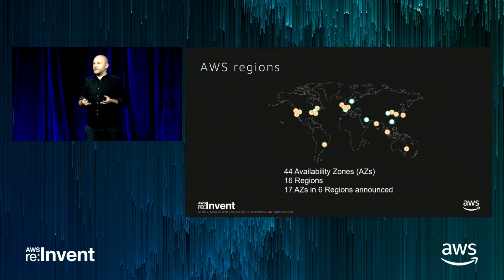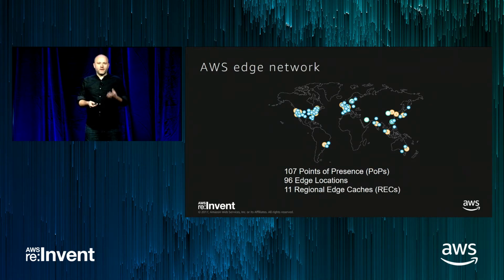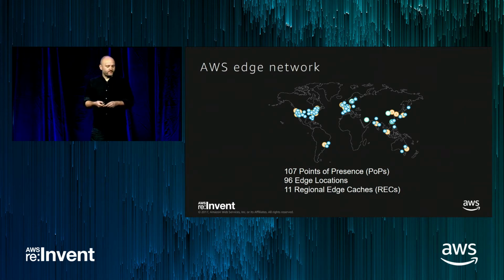The AWS regions themselves are where the majority of AWS services run, things like EC2, S3, etc. But in addition to these regions, there's also the AWS Edge Network. In this Edge Network, we have 107 points of presence. We launched another 6 last week. Of those 107 points of presence, we have 96 edge locations and 11 regional edge caches.